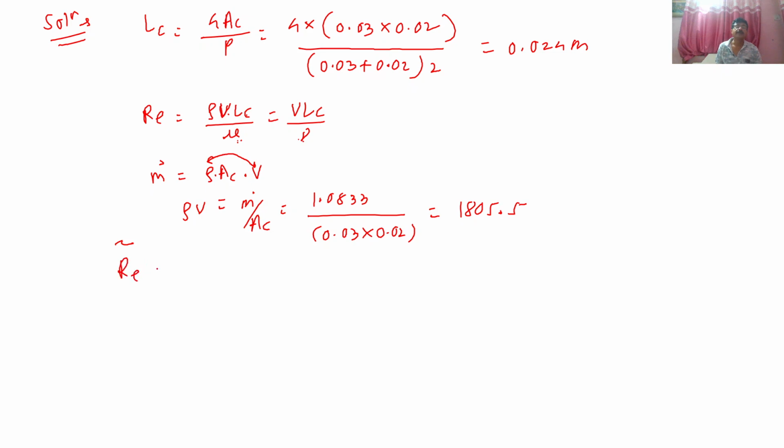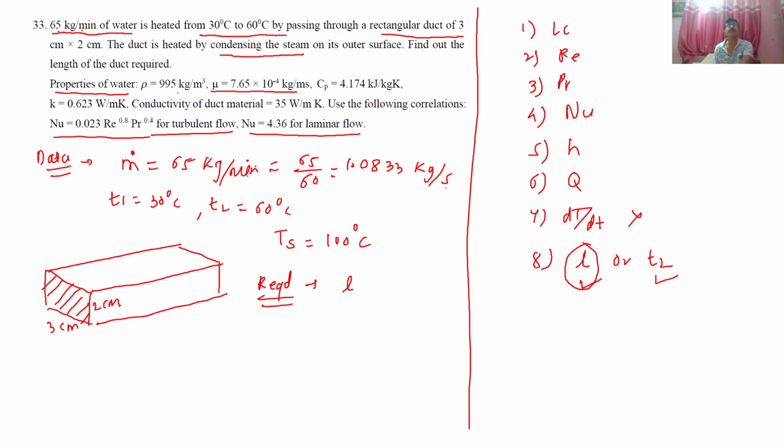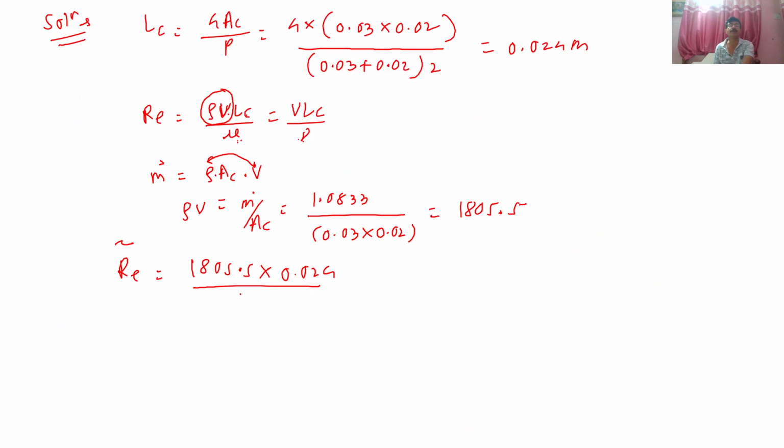Now I will calculate the Reynolds number easily. I got this value, that is the collective value of density and velocity product. So rho V is 1805.5 into LC. How much is LC? 0.024. And how much is mu? You can see the property table, 7.65 into 10 raised to minus 4. Okay, the answer of Reynolds number turns out to be 56643.13.